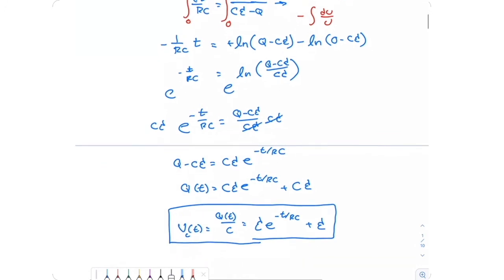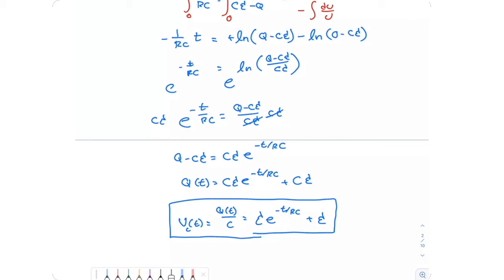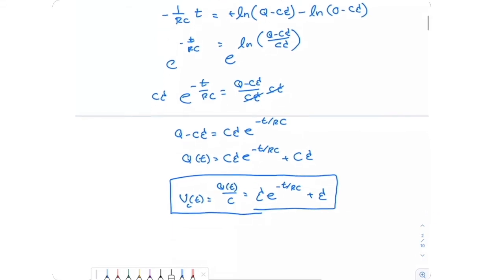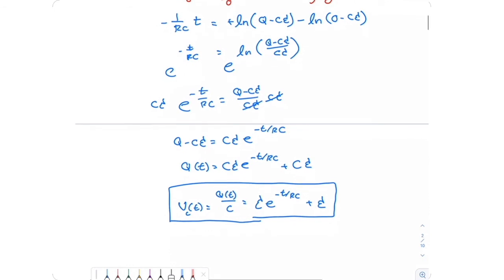I don't see it. But the check that I'm doing is I know when I start this with the switch closed, there's no charge on the capacitor, so there should be no voltage. So at t equals 0, this should equal 0. And it's not. It's giving me this term plus that term. Okay, I'll have to find that later.